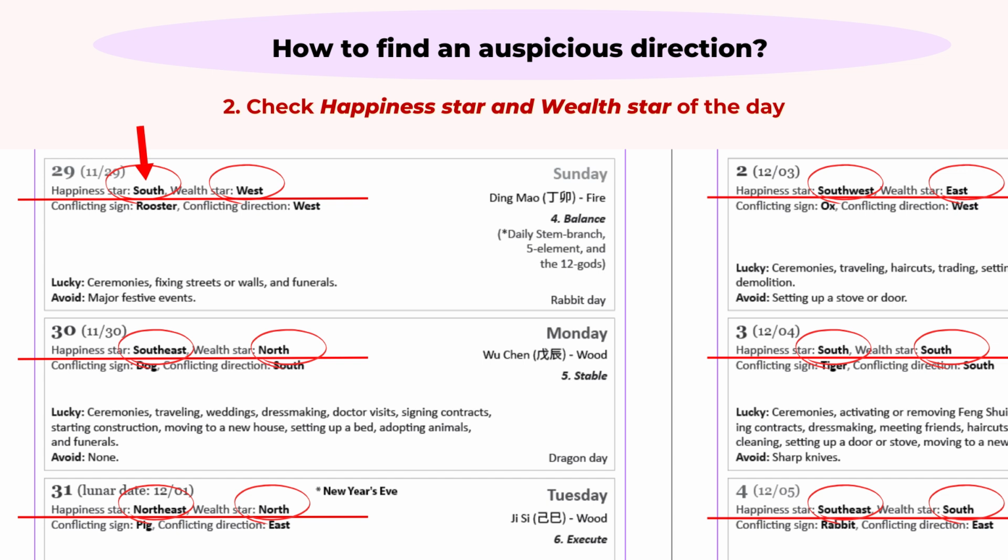The second way is to look at the happiness star and the wealth star of the day. And I show that in the weekly section. Each day has a happiness star and a wealth star. So either one of them will be lucky, depending on your activity. If it's more about relationship and harmony, you can follow the happiness star. If it's related to finance, you can use the wealth star.